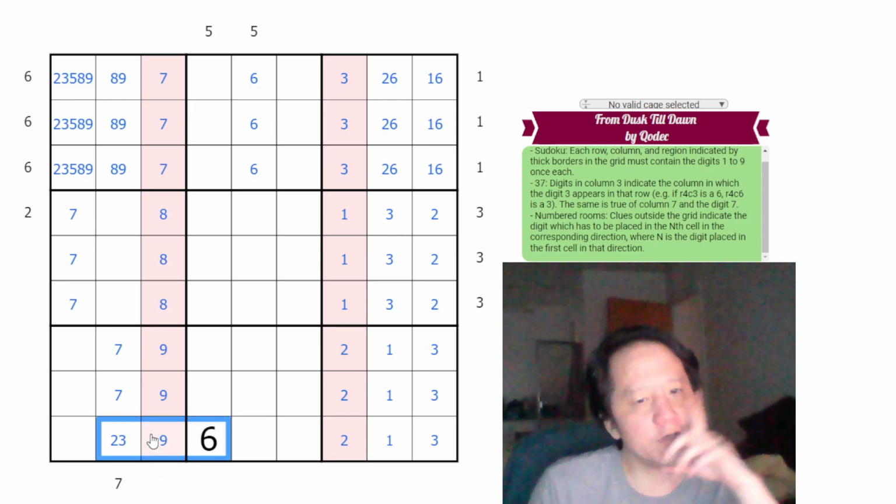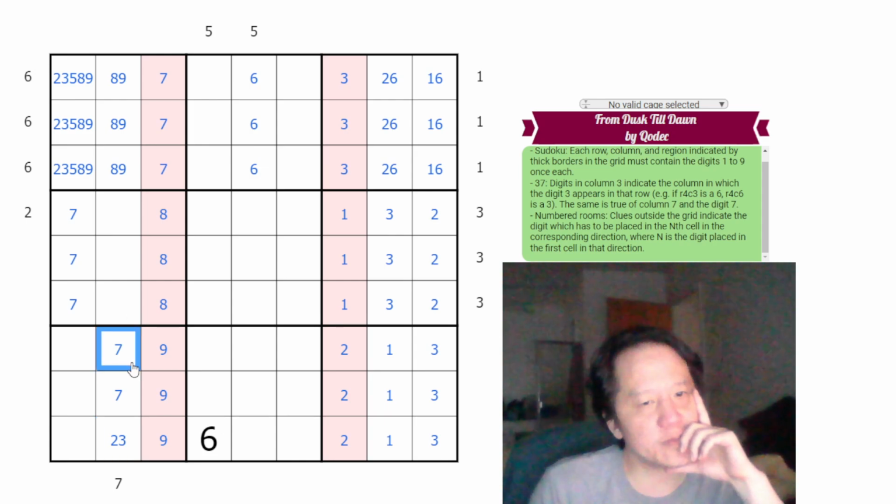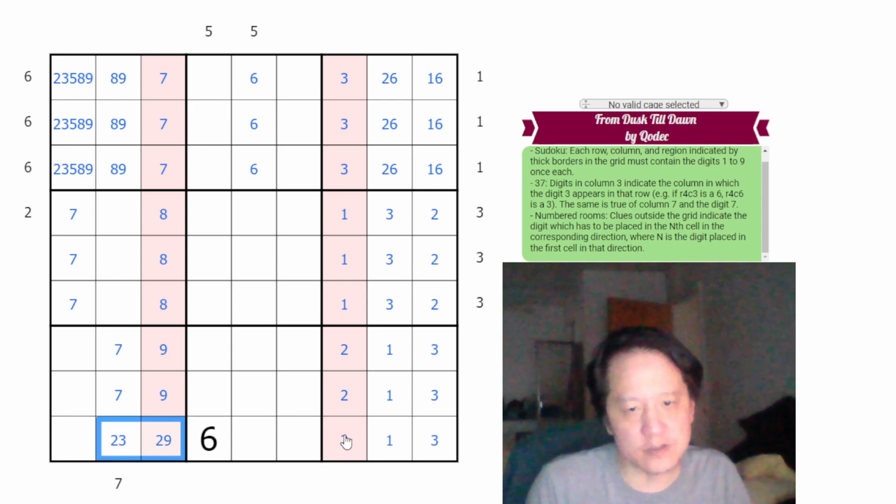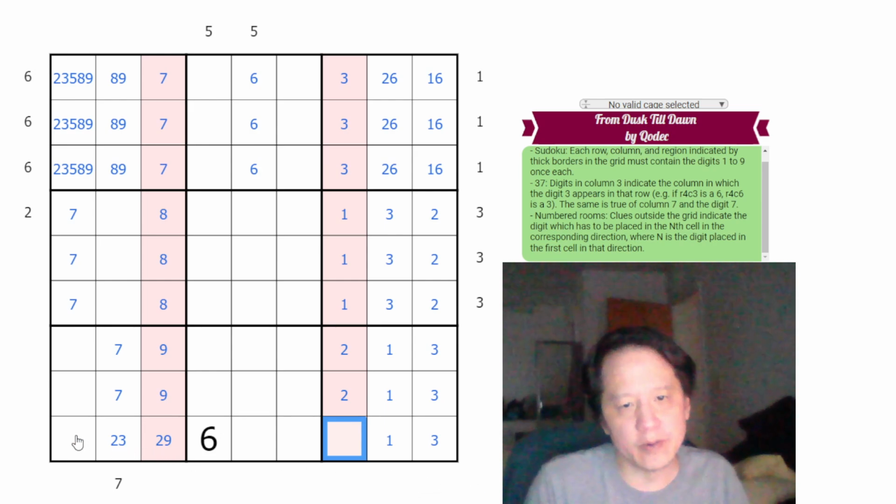We do know if this is 3, this would have to be 7. So this would be 2. And this 3 would force this to be 2. So we know the 2 is one of these. This cannot be 2. It can't be 1.